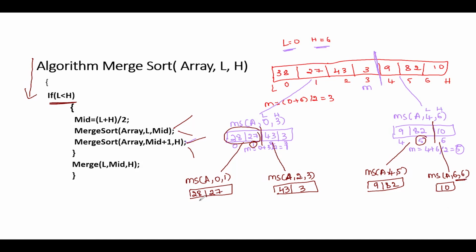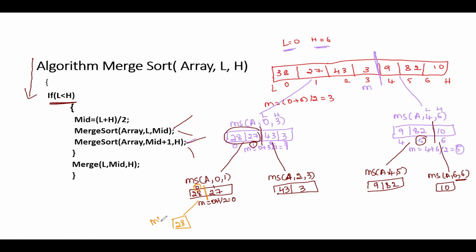Whenever lower and high value becomes equal, it is understood that we have reached a single element array. All right. Now once again, I'm going to calculate the mid value. So this index was 0 and 1. 0 plus 1 divided by 2 is 0.5, which is nothing but 0. Hence 0 is going to be the midpoint here.